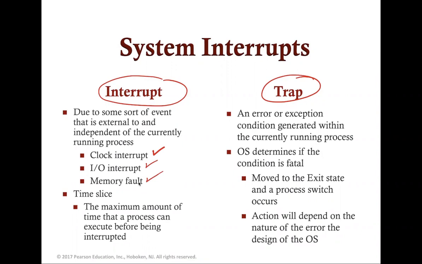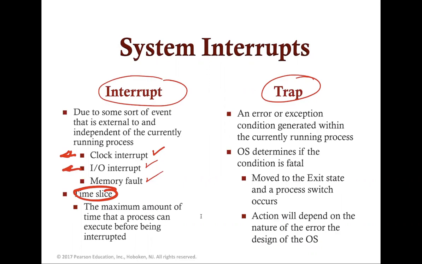In clock interrupt, the operating system will determine whether the currently running process has been executing for the maximum allowable unit of time or not. This is referred to as the time slice. Time slice is the maximum amount of time that a process can execute before being interrupted. If the process has exceeded such time, this process must be switched to a ready state and another process should be dispatched.